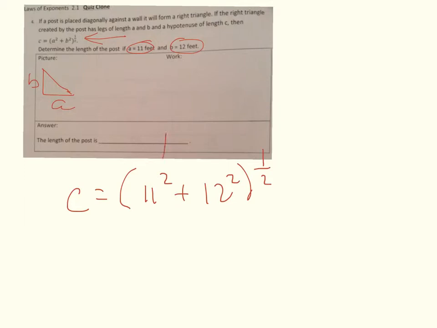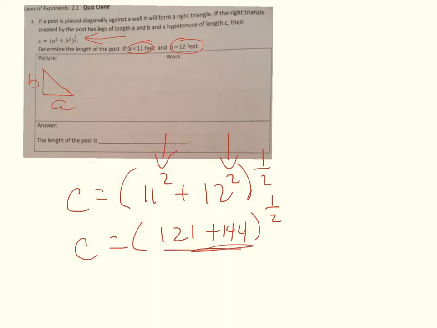Now you got to do inside first. You got to do these first. So C is equal to the square root, or 11 squared is 121, plus 144, all to the 1/2 power. Now, you got to add these inside first before you do the square root. So this turns out to be 265, and you're going to carry it to the 1/2 power because you still have this power right here. Now, that 1/2 power means you're going to take the square root.